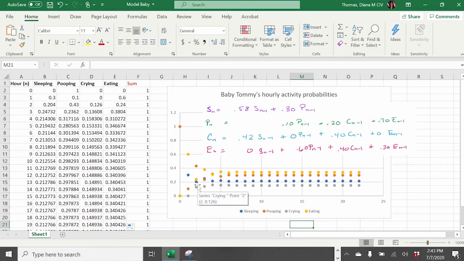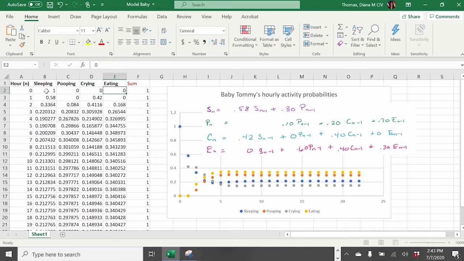Eating looks like pooping, and sleeping somewhere down here. So you can see where it leveled off. Now, what if the baby started in a position of sleeping? Well, let's put a 1 here, 0 here, 0 here, and 0 here. Then it changes the graphs. That's interesting, right? The initial condition matters, where it seems to go up and down.